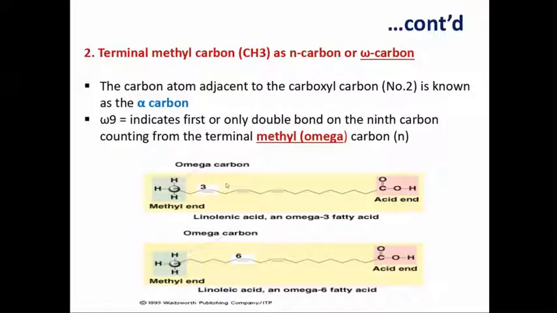The next one, omega 2. The next one, omega 3. Here, for example, linolenic acid is an omega 3 fatty acid. Why? Because the double bond here starts at omega 3. Here, this is omega 1, next omega 2, next omega 3. Now, this fatty acid is an omega 3 fatty acid, in which the double bond is found at carbon number 3 if you start naming from the omega carbon.